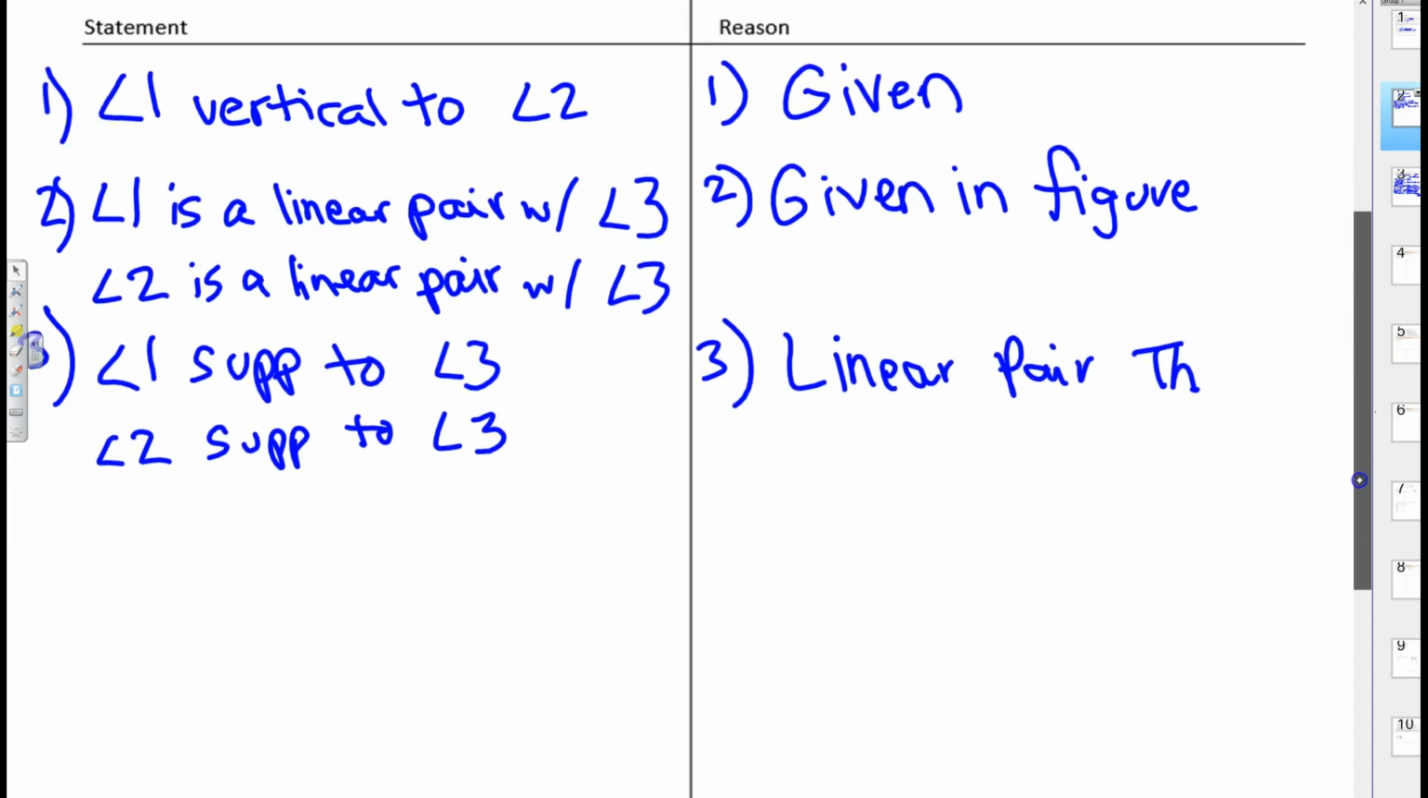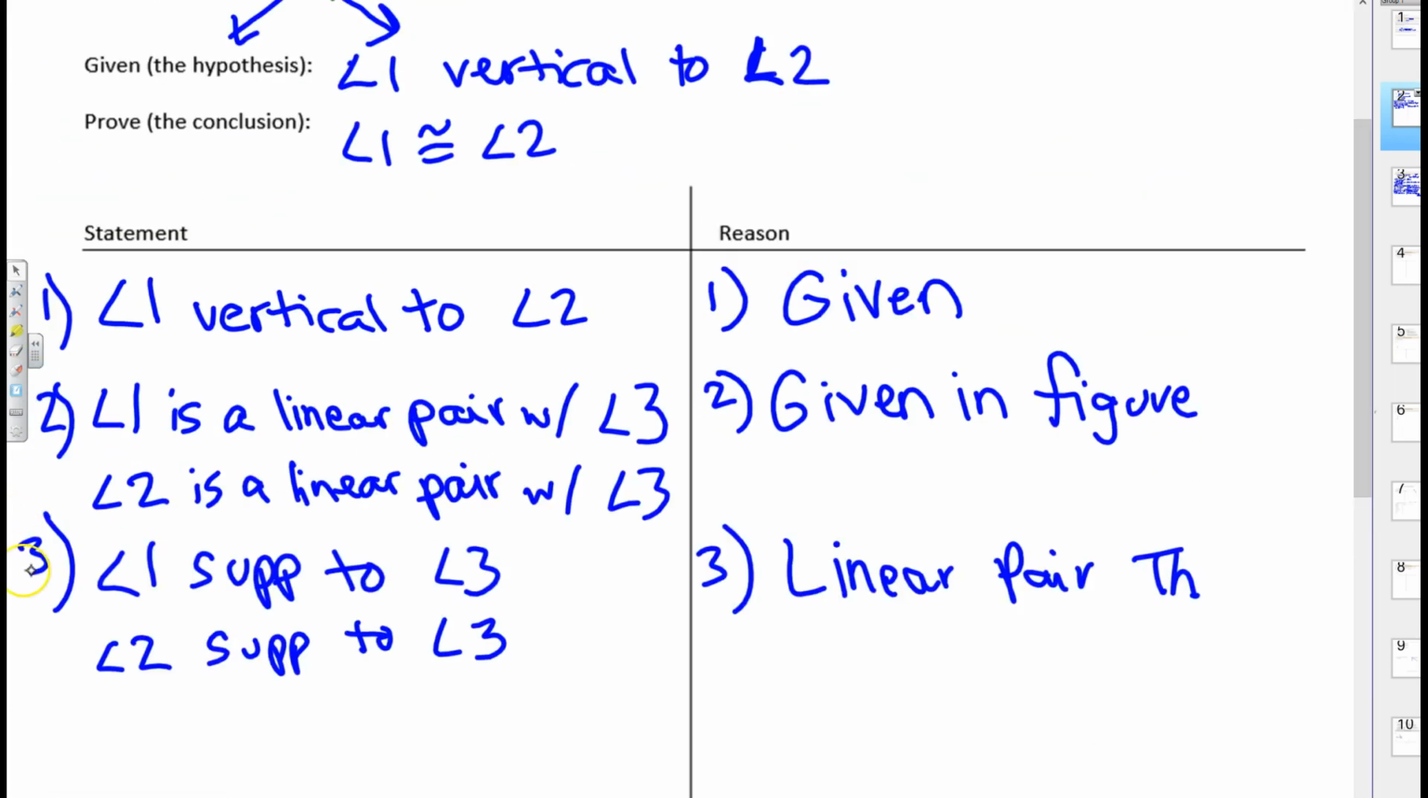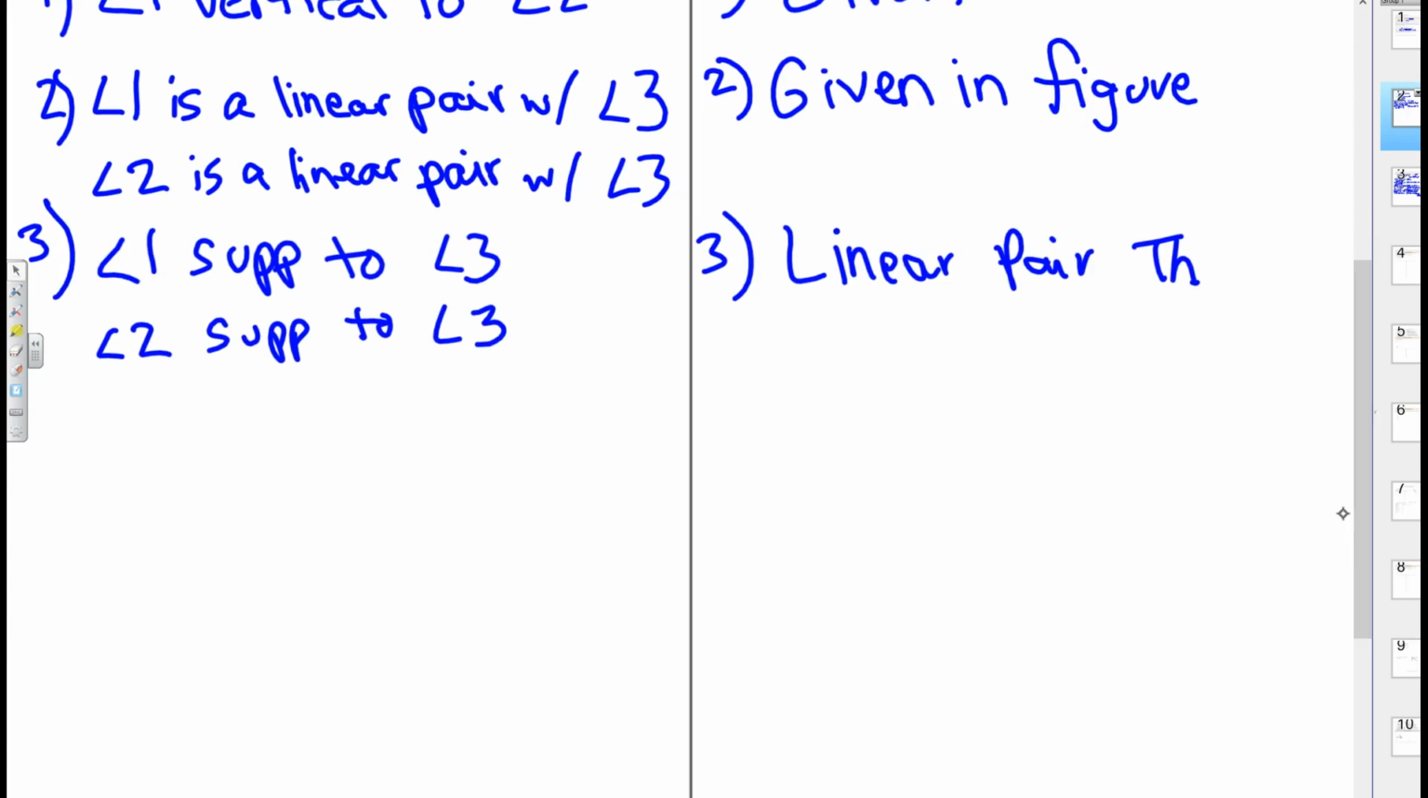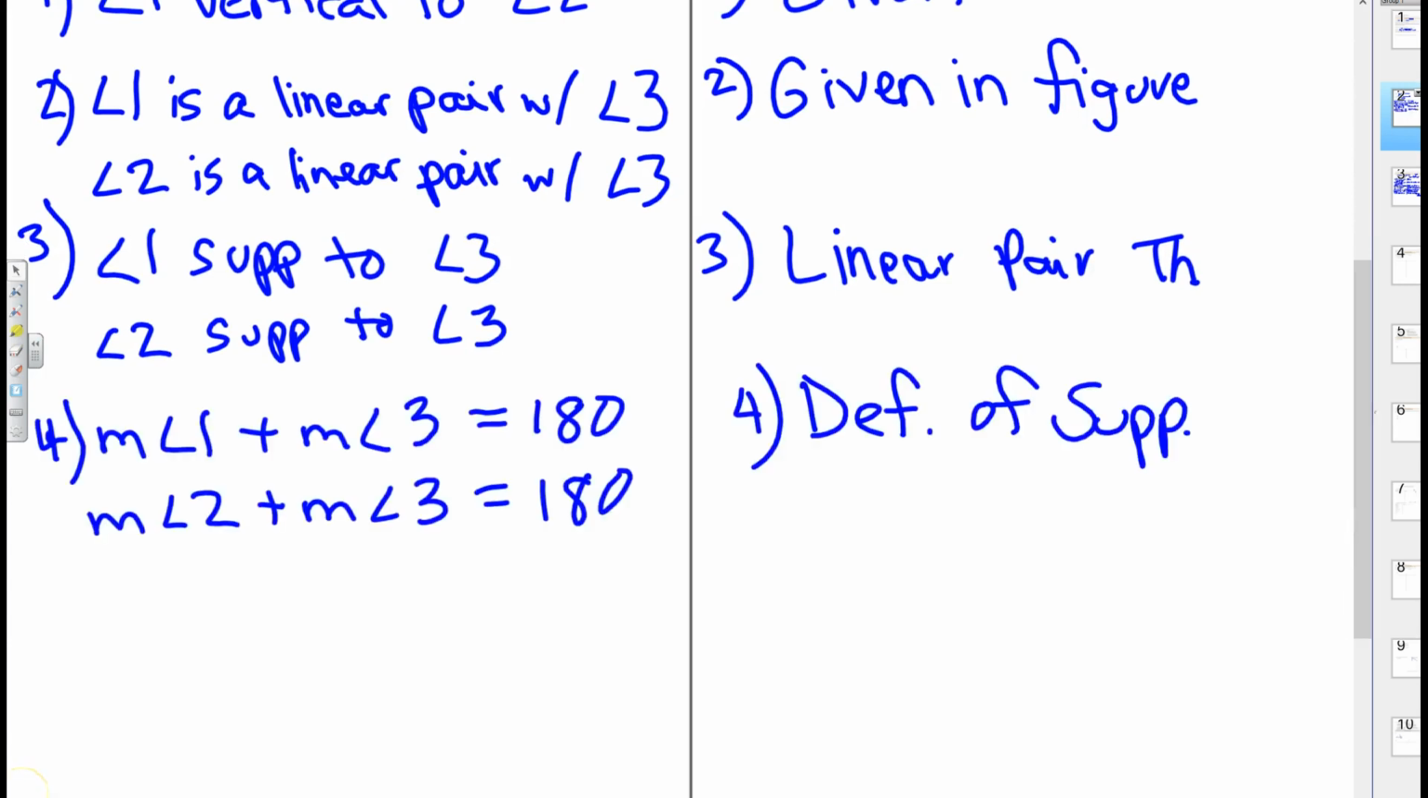Well, now I'm going to interpret what it means to be supplementary. To be supplementary means that you're going to add to 180 degrees. So we write that down: measure of angle 1 plus measure of angle 3 equals 180.